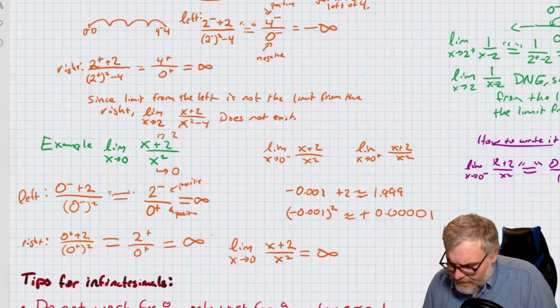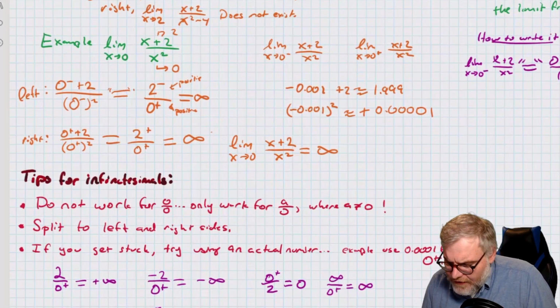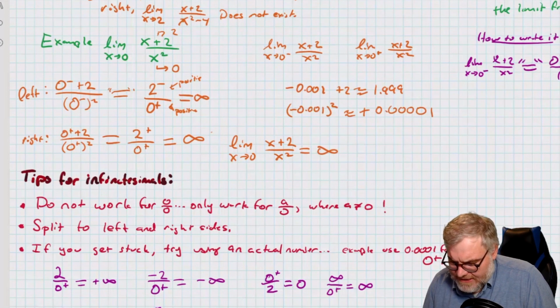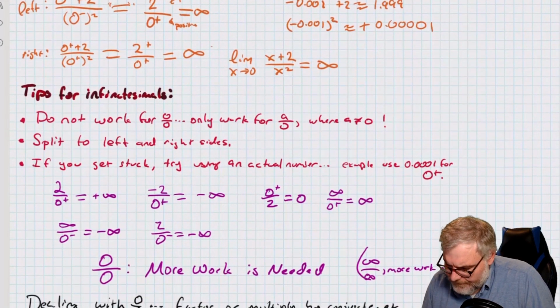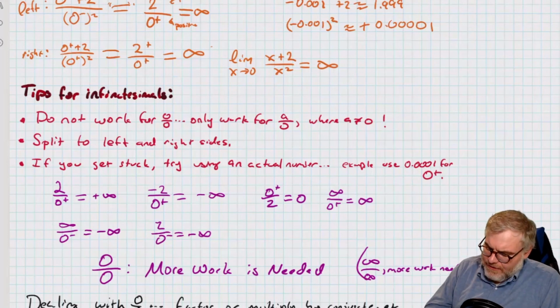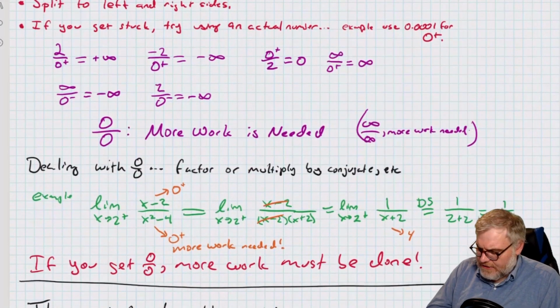So here are the tips for infinitesimals. First of all, they don't work for 0 over 0. Okay? 0 over 0 is bad. They only work for a over 0 where a does not equal 0. What I need to do is split the left and right sides. And if I get stuck, try using an actual number. So if I got 0 over 0, more work is needed. You factor, multiply by the conjugate, that sort of thing.